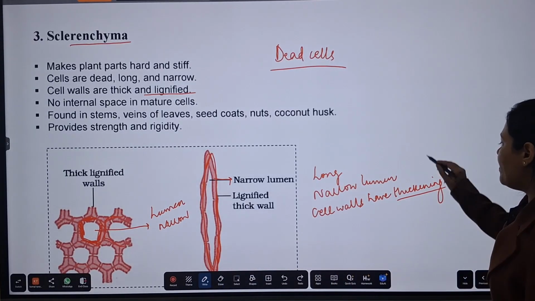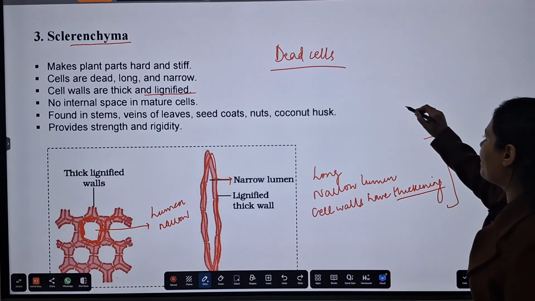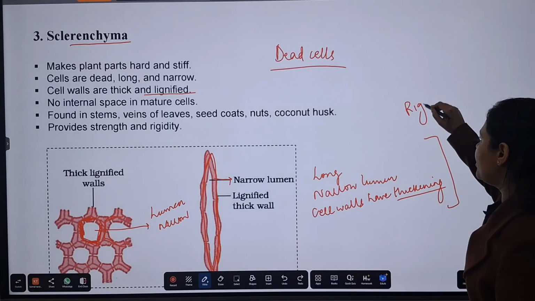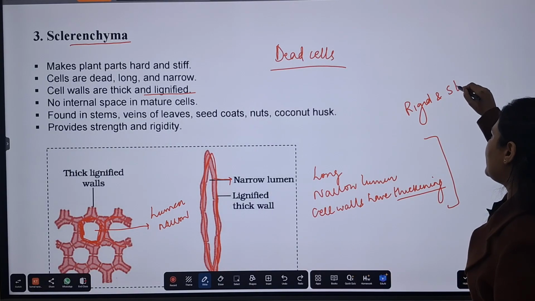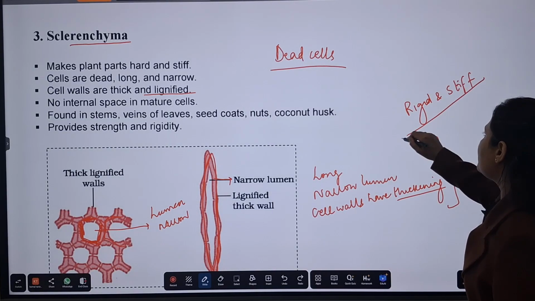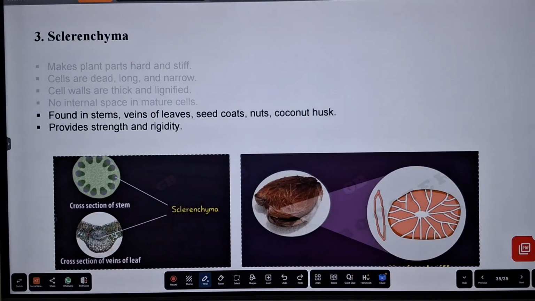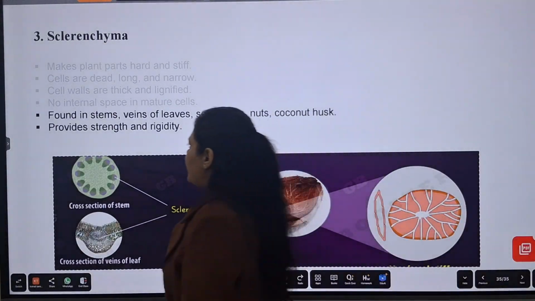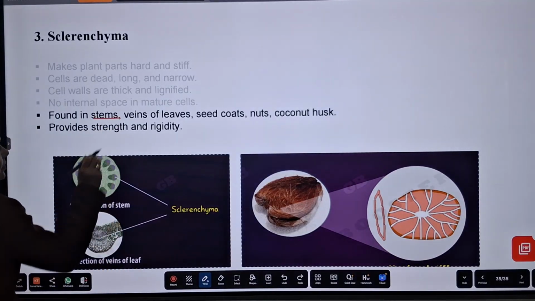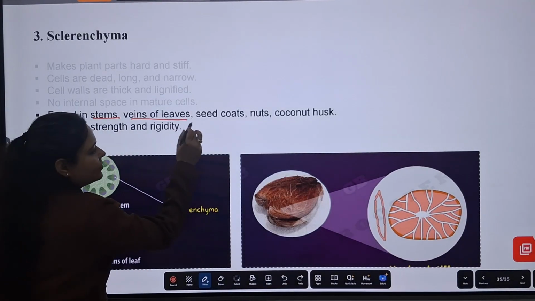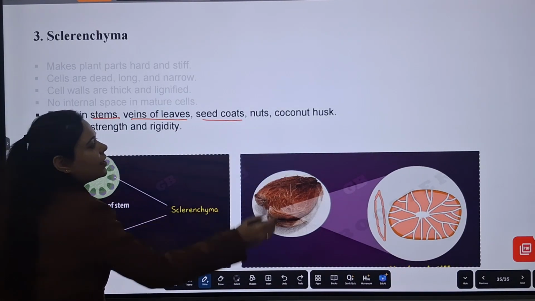Now, their main function is they make the plant part rigid and stiff. They provide rigidity and stiffness to the plant. So let's see, where are they located? They are found in the stems, veins of the leaves, seed coats, nuts, and coconut husk.